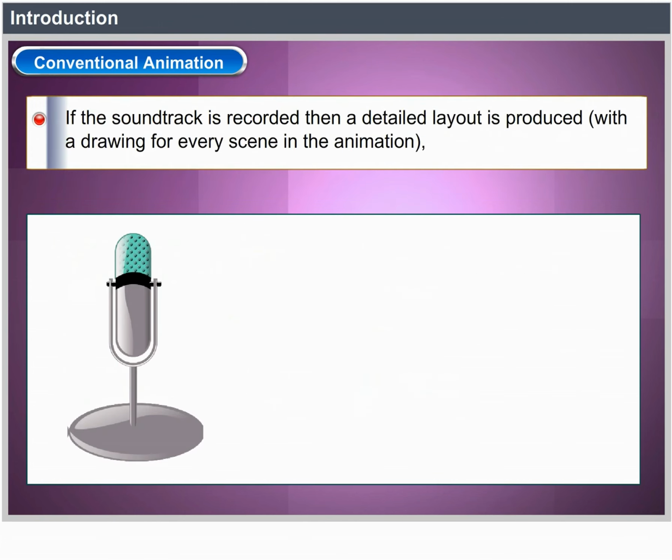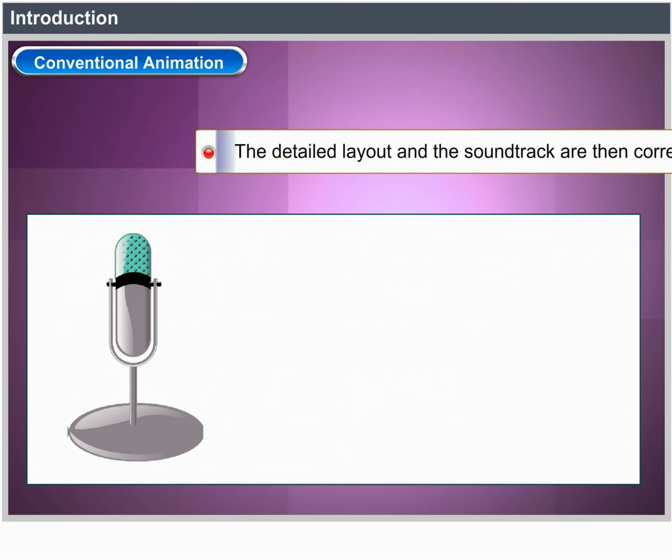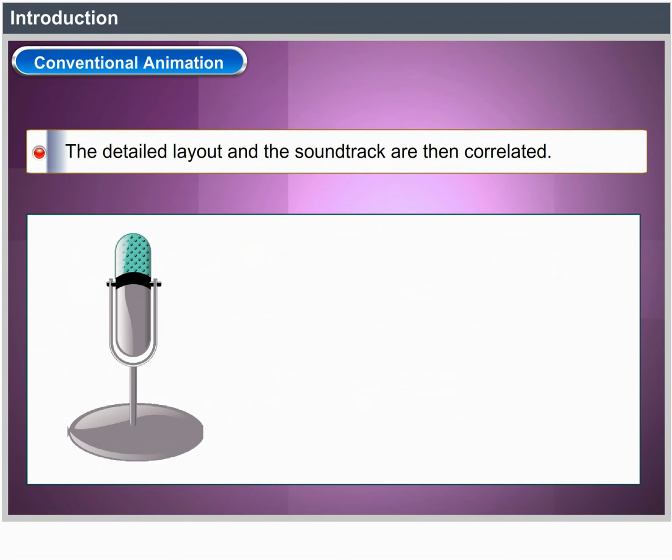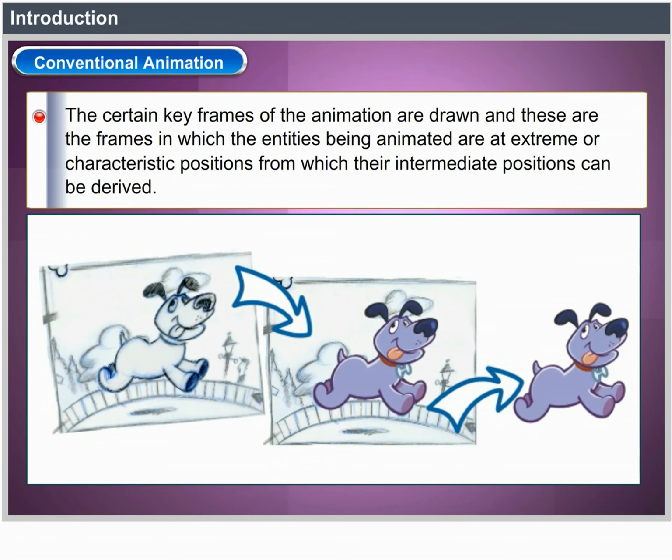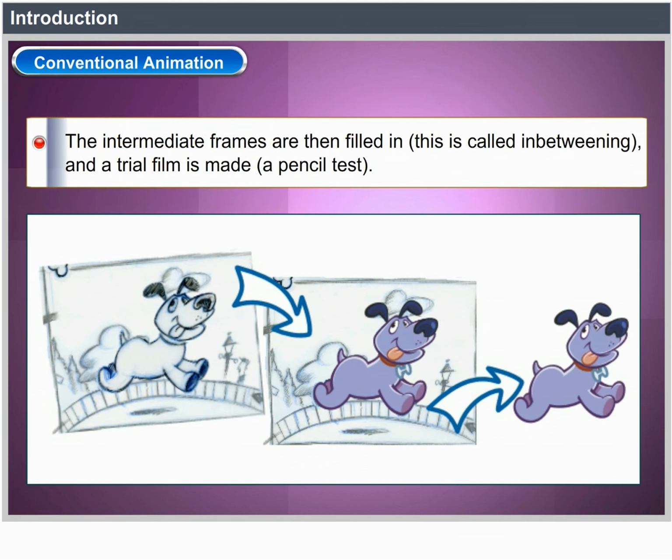A detailed layout is produced with a drawing for every scene in the animation, and the soundtrack is read, that is, the instances at which significant sounds occur are recorded in order. The detailed layout and the soundtrack are then correlated. Next, certain keyframes of the animation are drawn. These are the frames in which the entities being animated are at extreme or characteristic positions, from which their intermediate positions can be inferred. The intermediate frames are then filled.